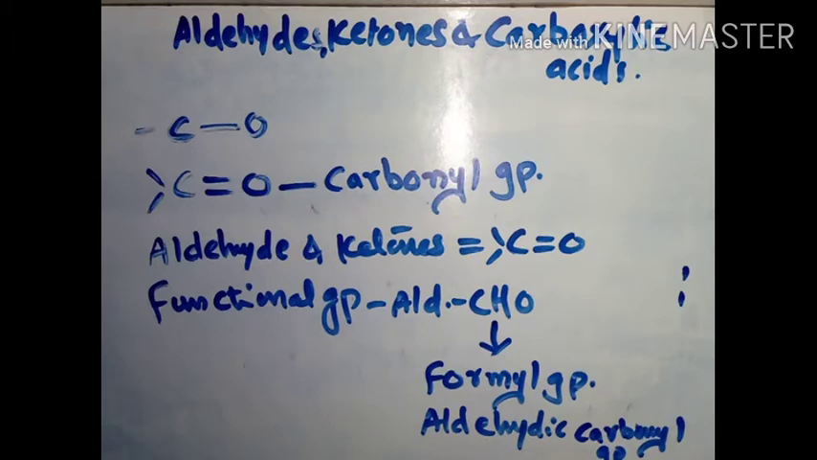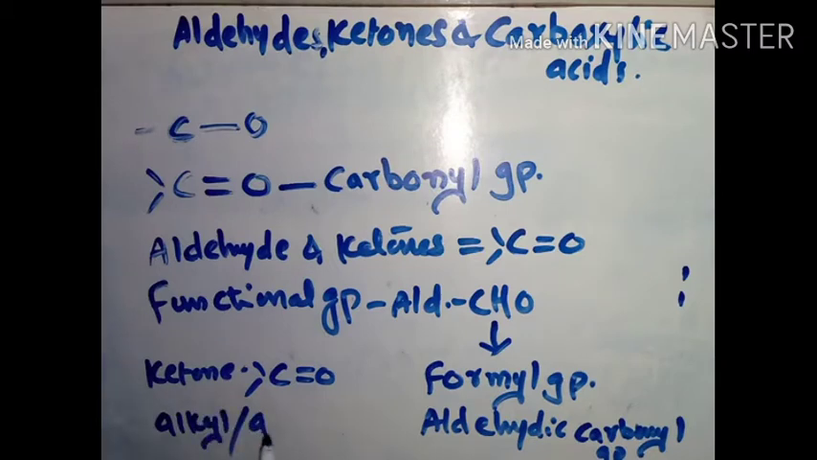On the other hand, in ketones, carbonyl carbon is bonded to alkyl or aryl group. This one is about the aldehyde. In aldehyde, what happens? In carbonyl carbon, one hydrogen atom is attached apart from one alkyl or aryl group. But in case of ketone, to the carbonyl carbon, that is C double bond O, both the alkyl or aryl group are attached to carbonyl carbon.